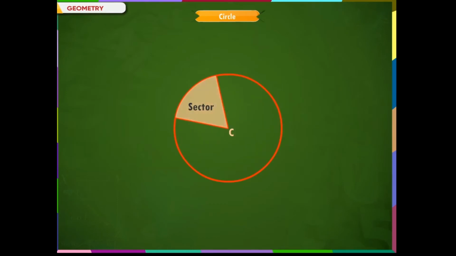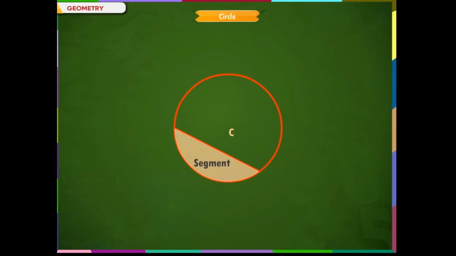A region in the interior of a circle enclosed by an arc on one side and a pair of radii on the other 2 sides is called a sector of a circle. A pie-shaped part of a circle is called the sector.